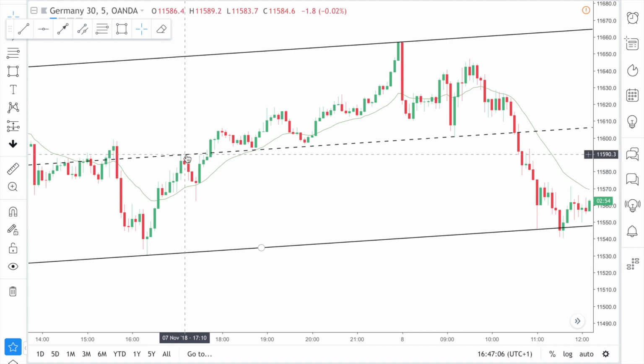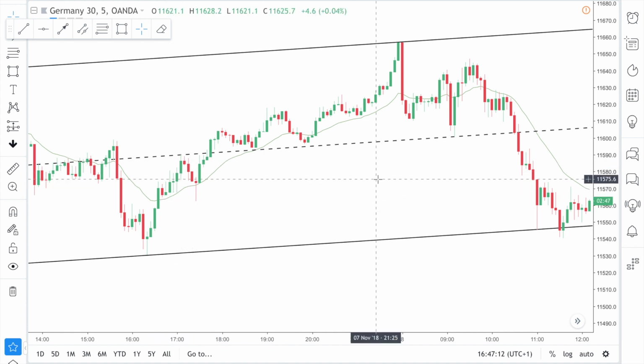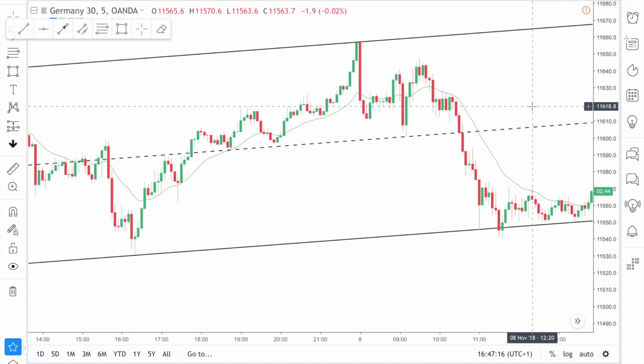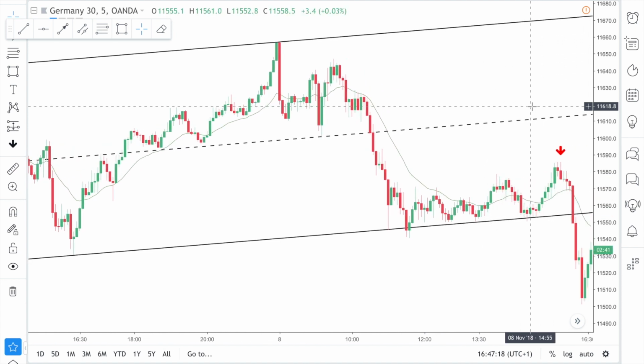That's the pattern I'm looking for when I'm looking for legs. I'm looking for 2-legged moves. I'm looking for 3-legged wedges in here, and that's pretty much what it's all about in trading.